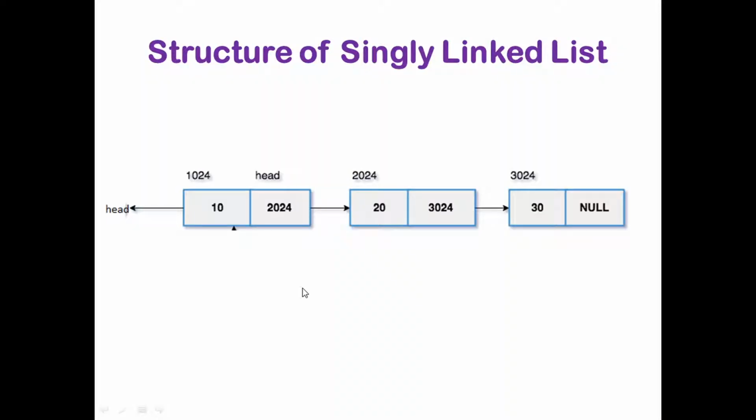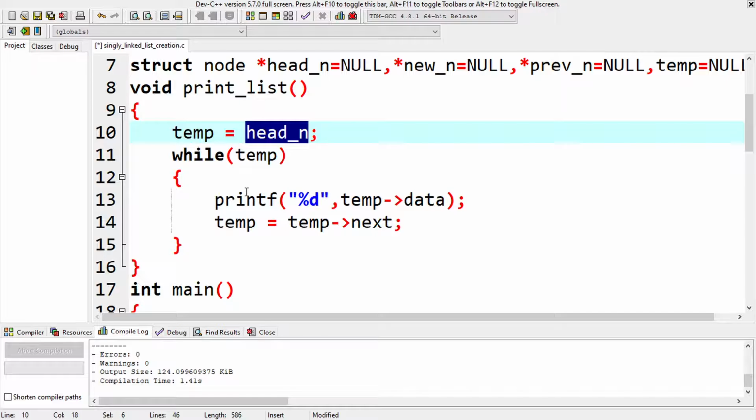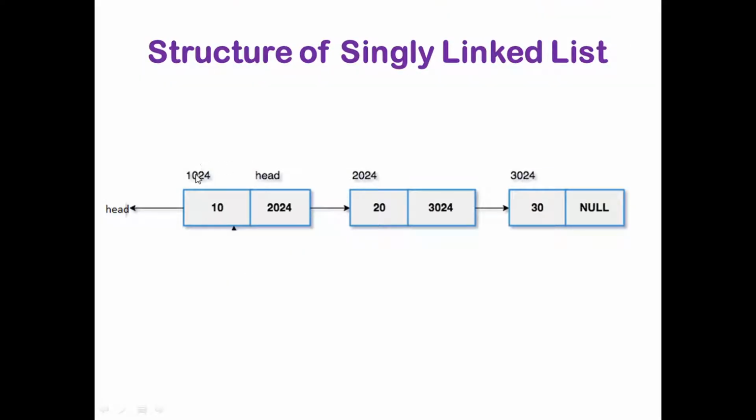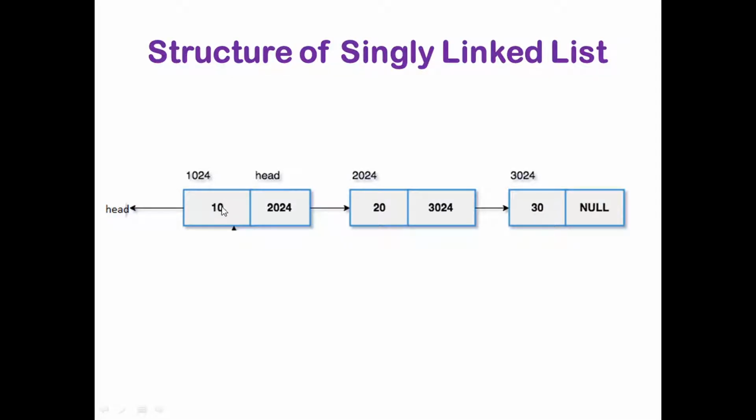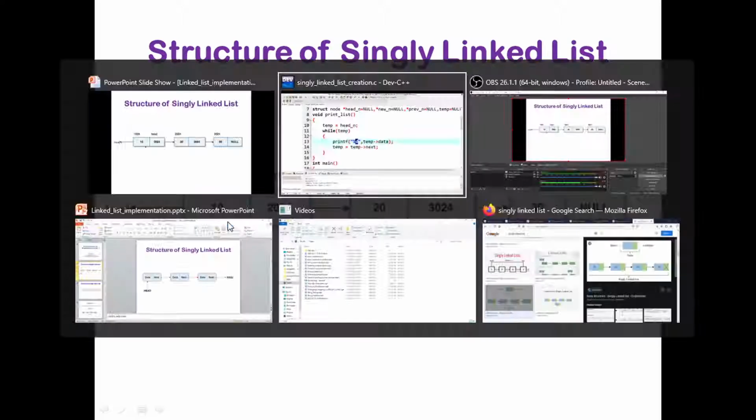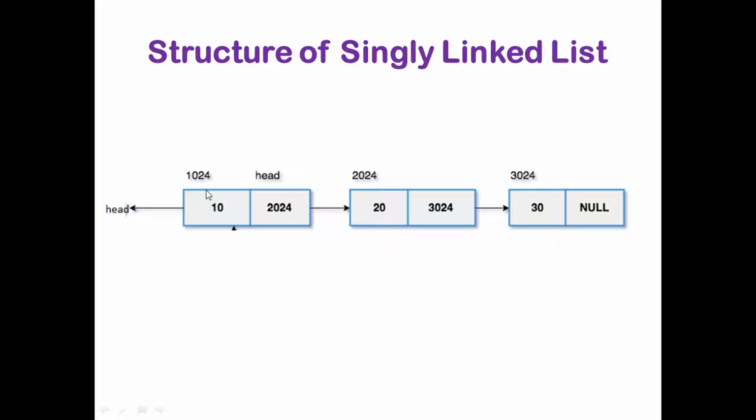So for example, this is temp now because it is pointing to head. Temp is head node. Now temp is here. Now we come to this one. Is temp null? No, because temp is 1024. It's not null. So it comes inside. It just prints the data, that is the value. 10 is printed. Temp equal temp of next. What is temp of next? Temp of next is 2024. So now it is stored. Now temp is having 2024.